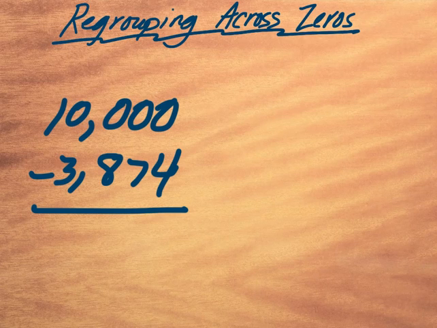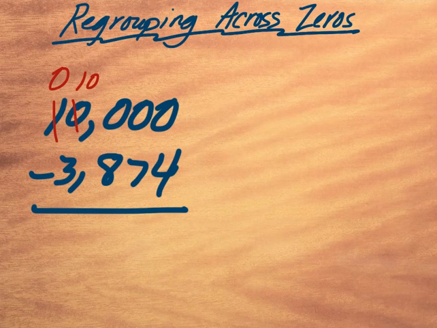I look at this problem and I think, okay, Mr. C, I can't subtract 4 from 0 and 7 from 0 and 8 from 0 and 3 from 0, because, well, 0 is 0. There's nothing there to subtract. So I have to go all the way over to the 10,000th place and borrow there, and then watch what I do.